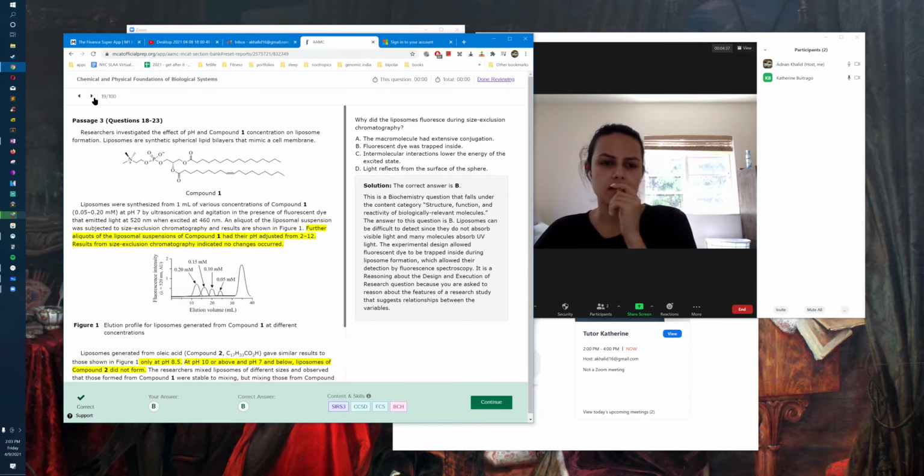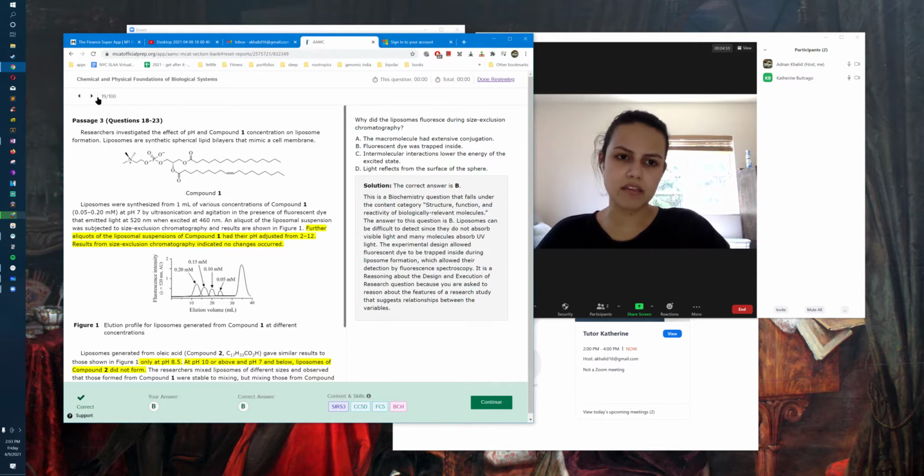Okay, so this is weird how it doesn't give me the numbers for the questions, but I guess the second one from passage 3, which says, why did the liposomes fluoresce during size exclusion? It should be on the top left, maybe like 19 out of 100. No, because it tells me based on how many I have left that I haven't answered. I see. Because I have answered some of them, it says 5 of 86 right now. Got it. Okay. Yeah. So let's see.